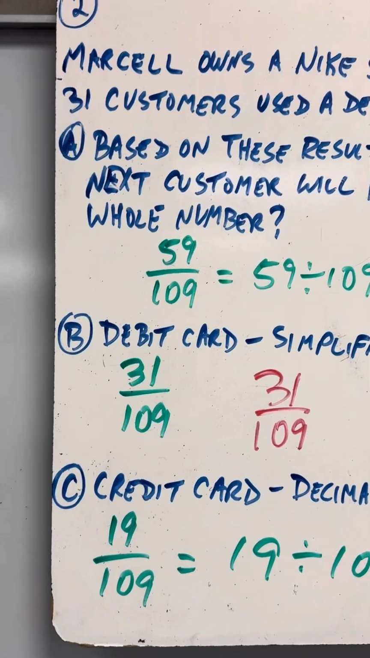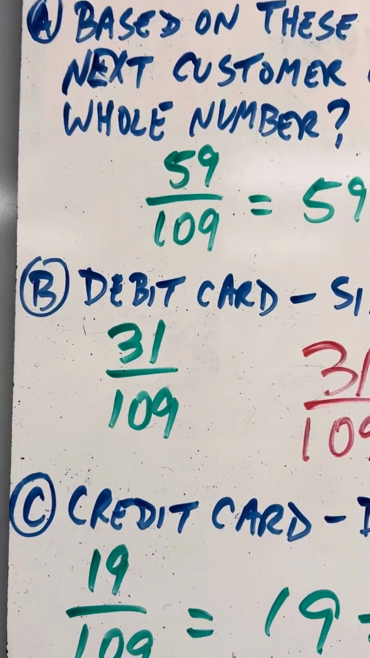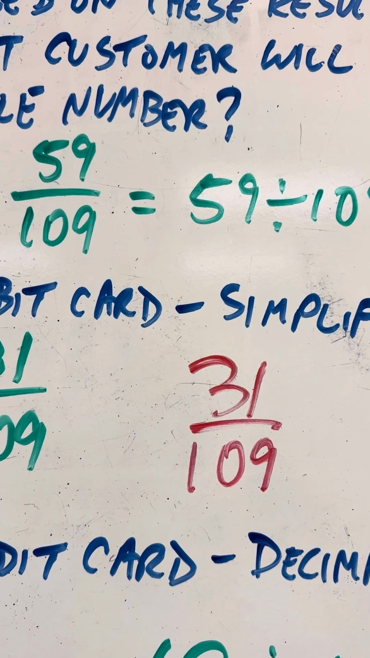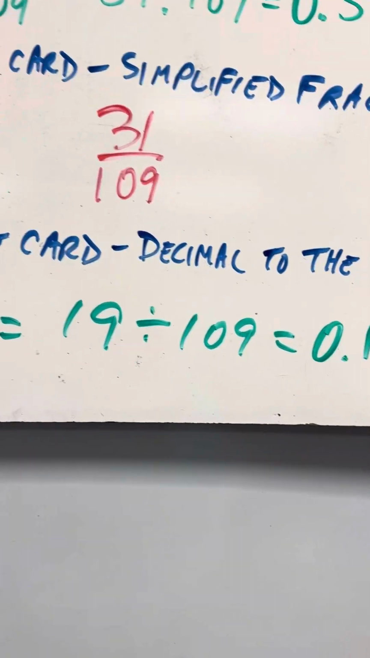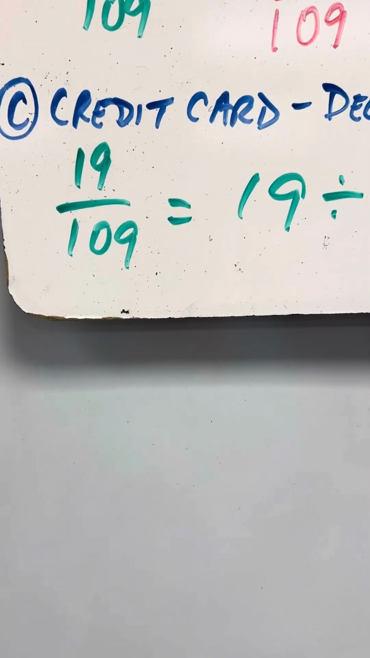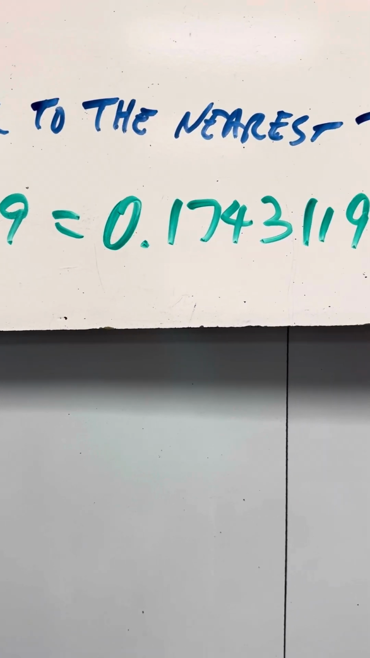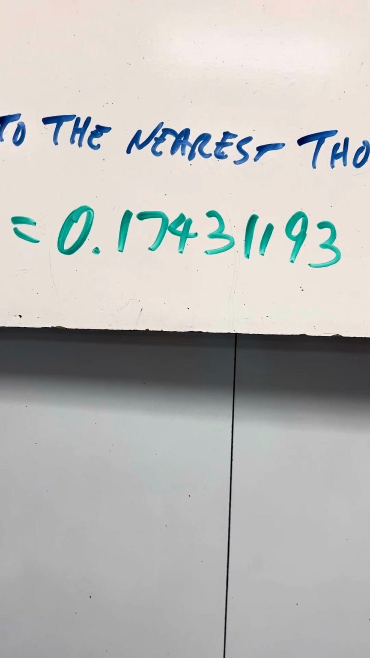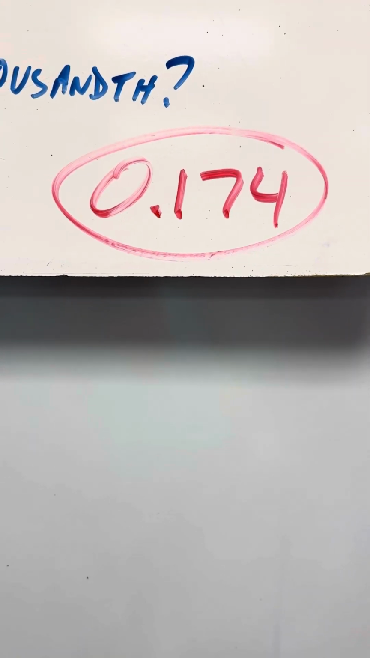How many use a debit card as a simplified fraction? 31 out of 109, that does not reduce. So you just leave it as 31 over 109. Credit card as a decimal to the nearest thousandth. Okay. 19 divided by 109 is 0.174311193. To the nearest thousandth would be 0.174.